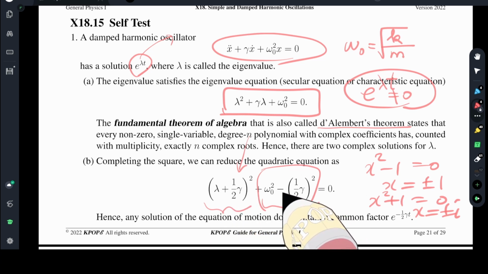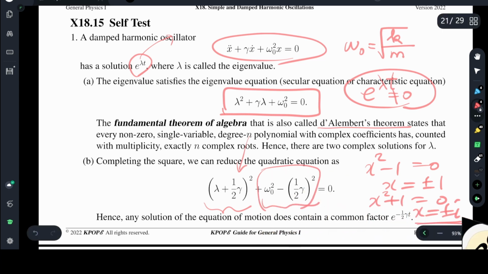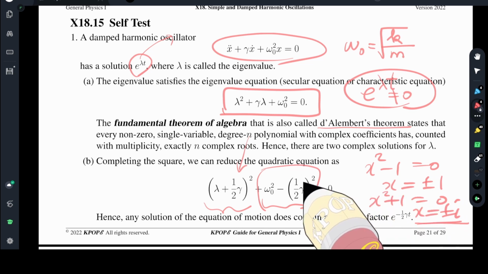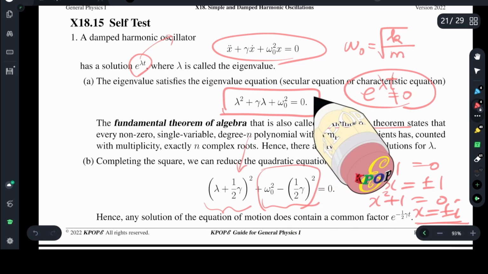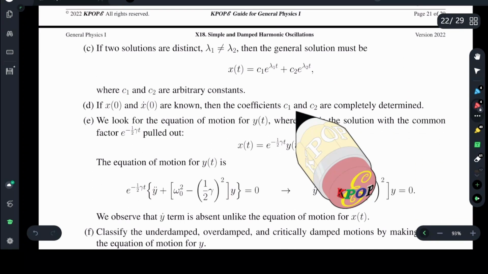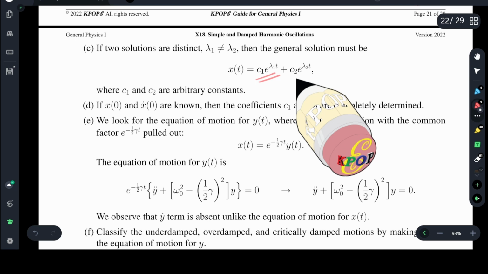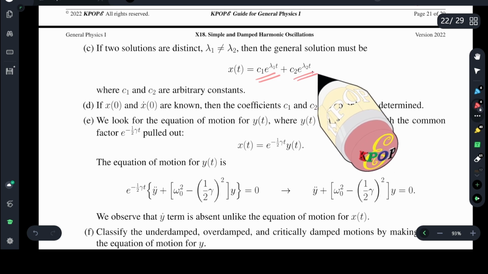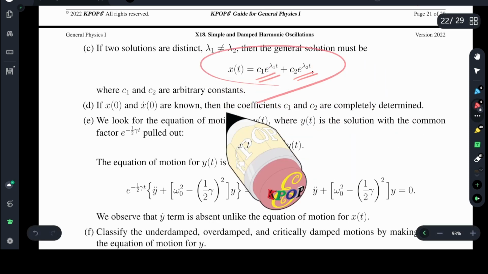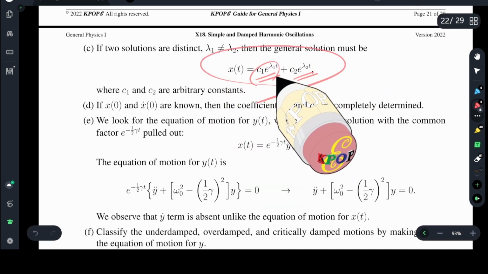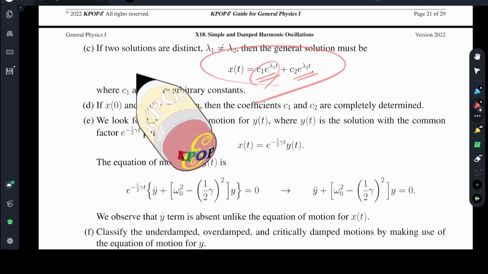So depending on the sign of this constant term, the nature of the solution is determined. If it is positive, then you have pure imaginary part. This is oscillatory motion. And if it is negative, then your solution is completely real. And in general, the two independent solutions can be added with an arbitrary coefficient, and this is called the general solution. This one gives a 0 if you substitute to the equation.